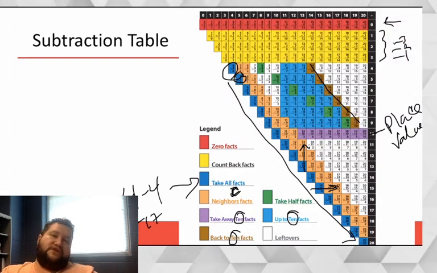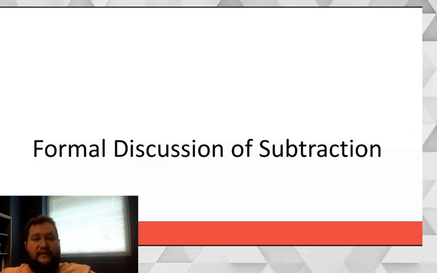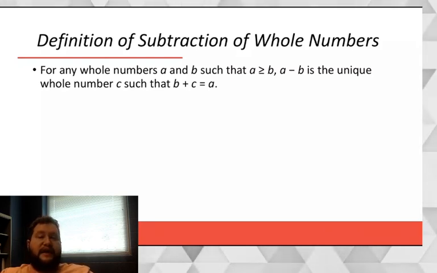So a formal discussion of subtraction. And now remember, when we had our formal discussion of addition, we were talking about sets and properties like associativity, commutativity, and things like that. And so first we'll define subtraction. So for any whole numbers a and b, such that a is greater than or equal to b, a minus b is the unique whole number c, such that b plus c equals a. You're like, well, that's lovely.